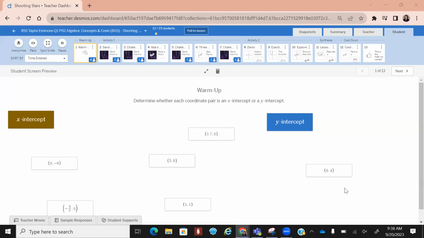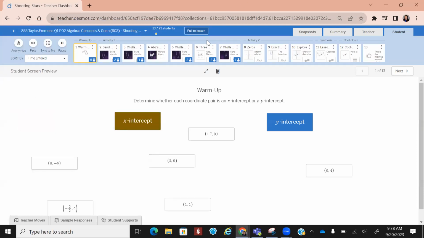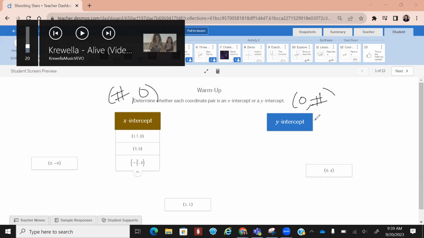Okay, so on this first one, we've got x-intercepts and y-intercepts. X-intercepts are going to be the ones where it crosses the x-axis, so these are going to be written out as some number, comma 0. So I'm going to match all of those up, which is going to be 1.75, comma 0, and -3 halves, comma 0. For y-intercepts, these are going to be written out as 0, comma some number.